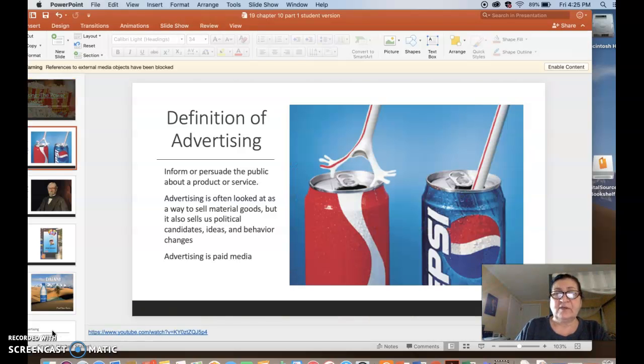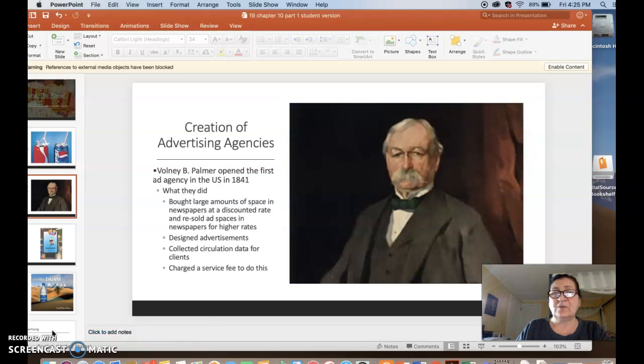So, what is advertising? The goal of advertising is to persuade the public about a product or a service, and it's often aiming at selling goods, but also political views, political candidates, ideas, behavior changes. So, in other words, advertising is always paid media.